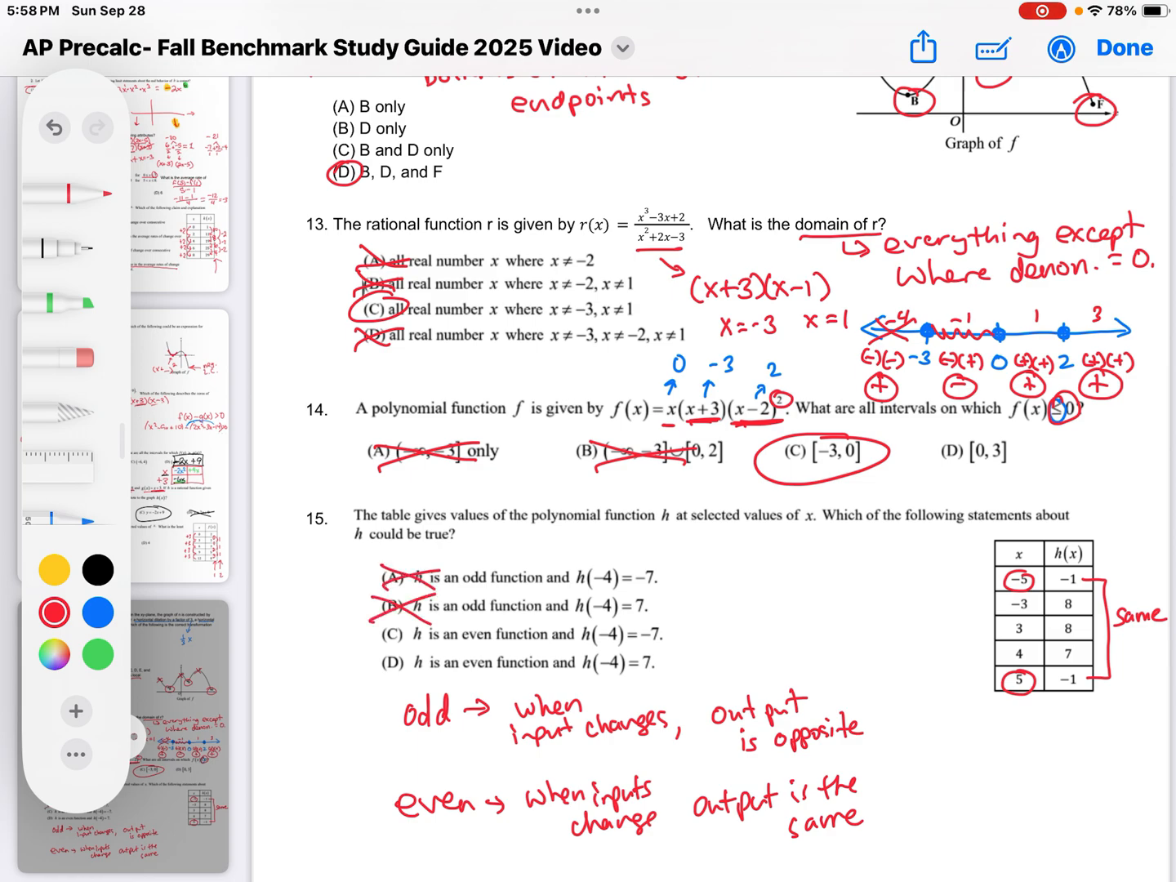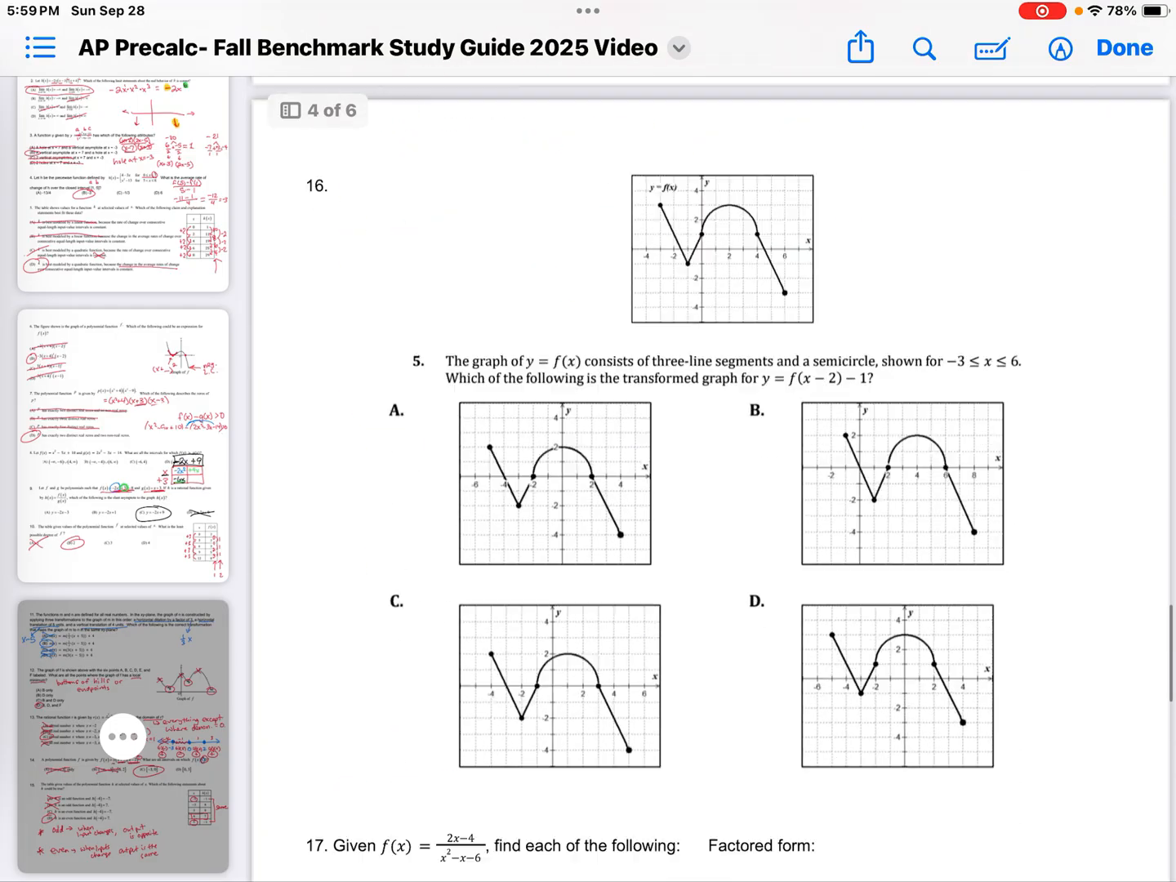We want to figure out what h of negative 4 is. So I'm going to look at h of positive 4. Positive 4 gives me 7. So negative 4 should also give me 7. So D is the answer. But make sure you know both of these definitions, because this question gave us an even function. You could encounter an odd function on your benchmark. So just be ready for both of those.